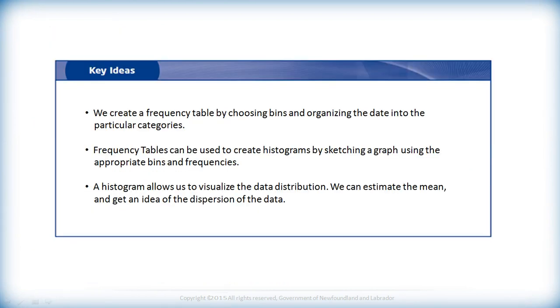So we start by creating a frequency table. We do that by choosing bins and organizing the data into particular categories. Then that creates a frequency table. We can use that to create a histogram by sketching the appropriate bins, kind of like a bar graph. And a histogram allows us to visualize the data distribution. We can estimate the mean and get an idea of the dispersion from the histogram. And it also allows us to draw a frequency polygon.